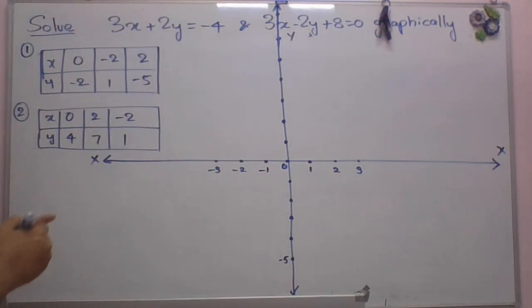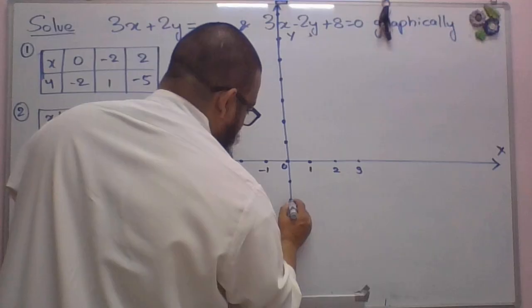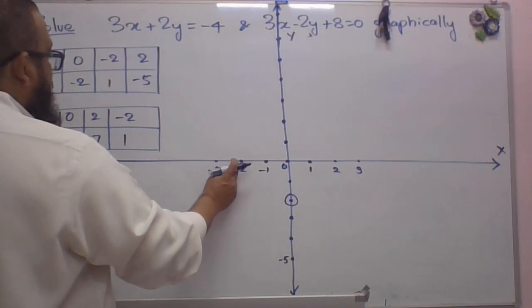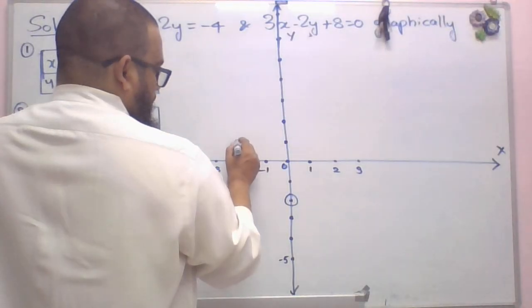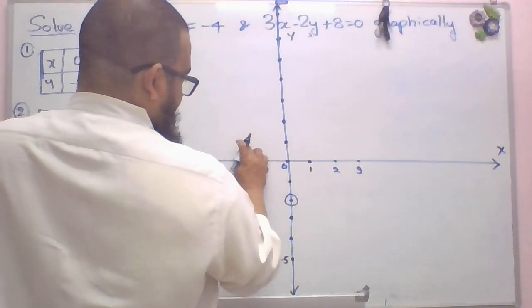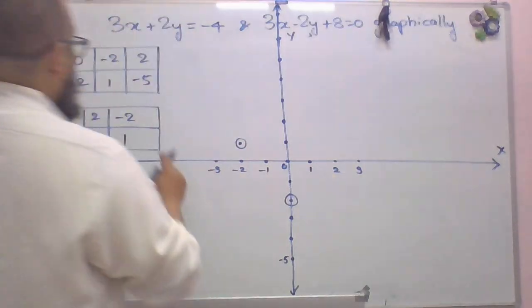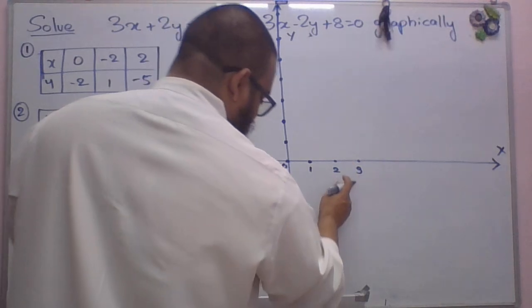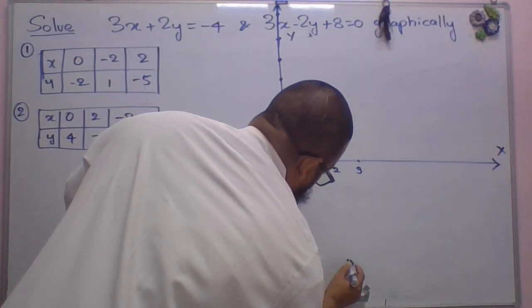Let us see the points now. 0 comma minus 2. When x is 0, the point is minus 2. That means it is here. Next, minus 2 comma 1. X is minus 2 and y is 1, so it will be somewhere over here. So this one. And 2 comma minus 5. Where is 2? 2 is here. And where is minus 5? Minus 5 is way below. Okay, so let me take it over here.